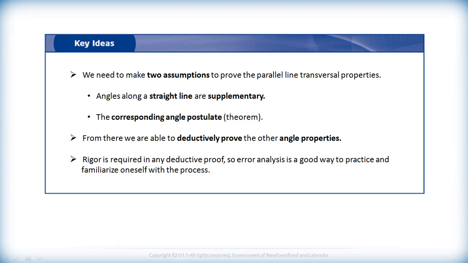Alrighty. So we need to make two assumptions again: the straight line stuff is supplementary, and the corresponding angle postulate that we had. From there we were able to deductively prove all of our other angle properties. So it's very important that we're able to identify errors in these proofs. That's a good way for us to practice and familiarize ourselves with the process. And then basically from there it's just knowing what the proofs are. We'll come back to two-column proof again when we get near the end of this unit. Good luck.